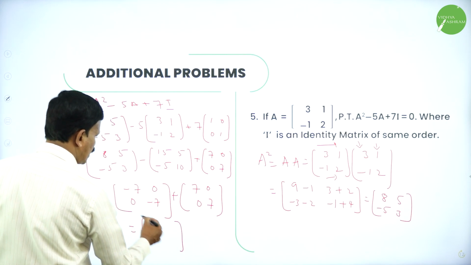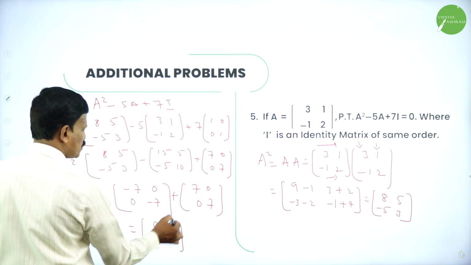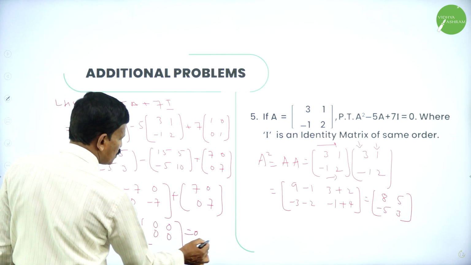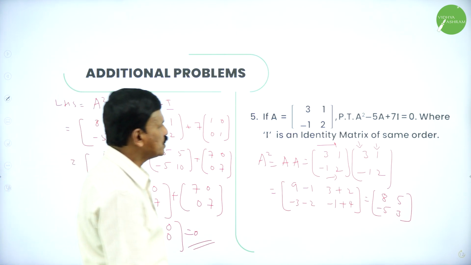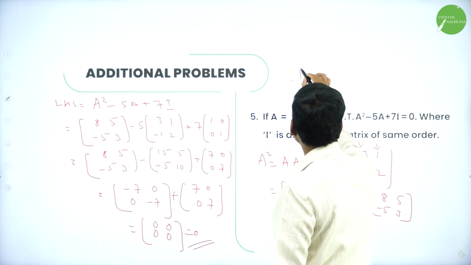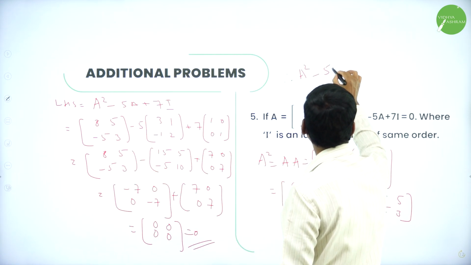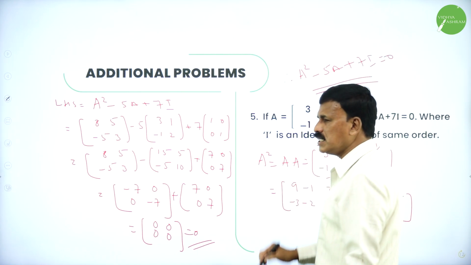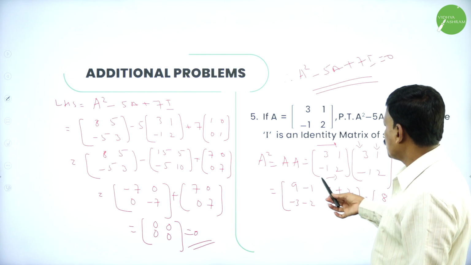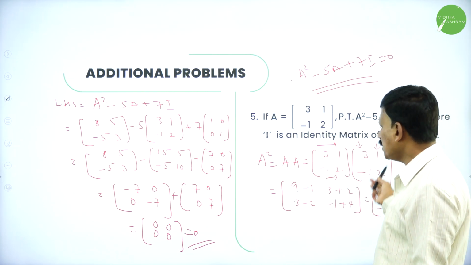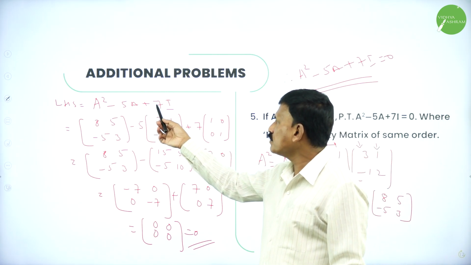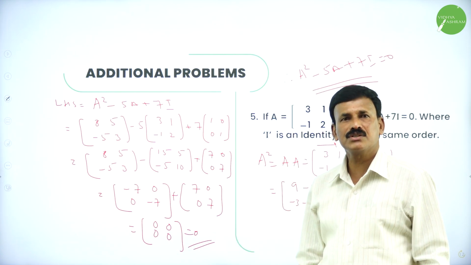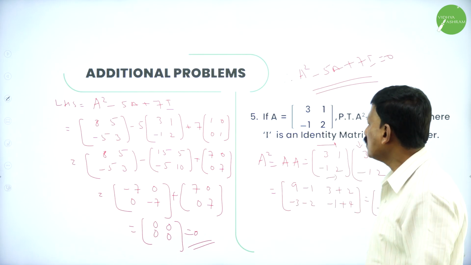Now add: minus 7 plus 7 is 0. This is 0. 0, and minus 7 plus 7 is equal to 0. So this is your RHS. Therefore A square minus 5A plus 7I is equal to 0, a null matrix. So first find A square, A into A, substitute in A square minus 5A plus 7I, simplify, and you are going to get the null matrix [0, 0; 0, 0].